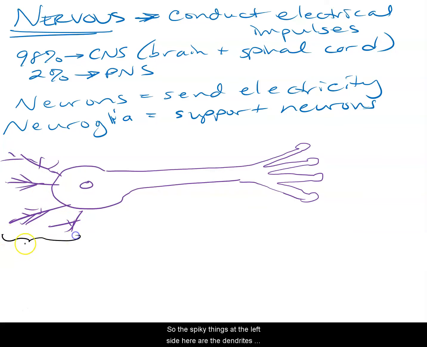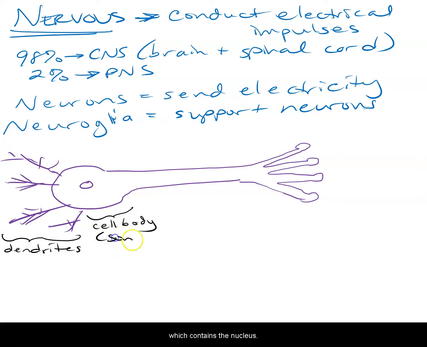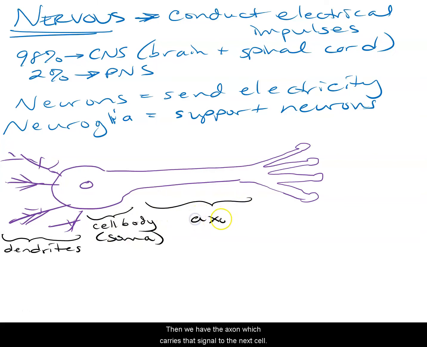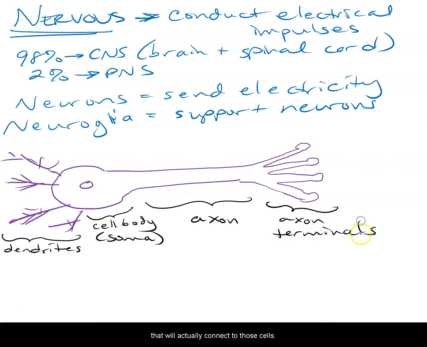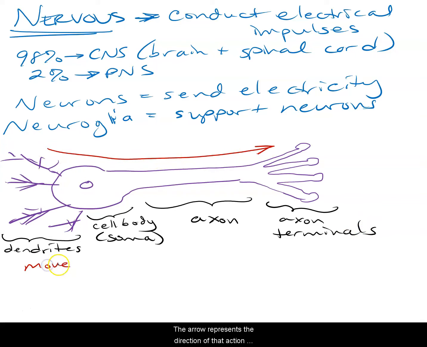So the spiky things at the left side here are the dendrites, and they are going to receive the signal. Then you have the cell body, also known as the soma, which contains the nucleus. Then we have the axon, which carries that signal to the next cell, and the axon terminals that will actually connect to those cells. The arrow represents the direction of that action potential moving down the neuron.